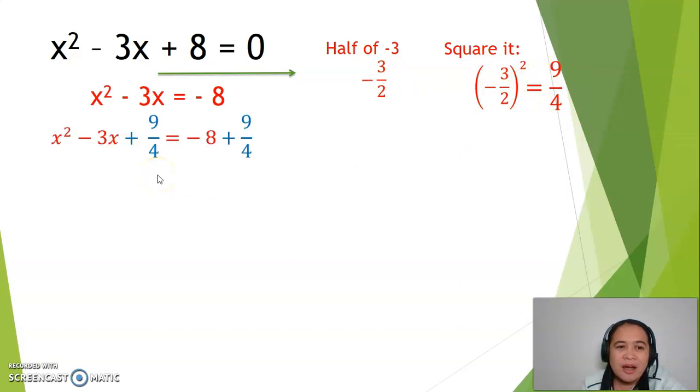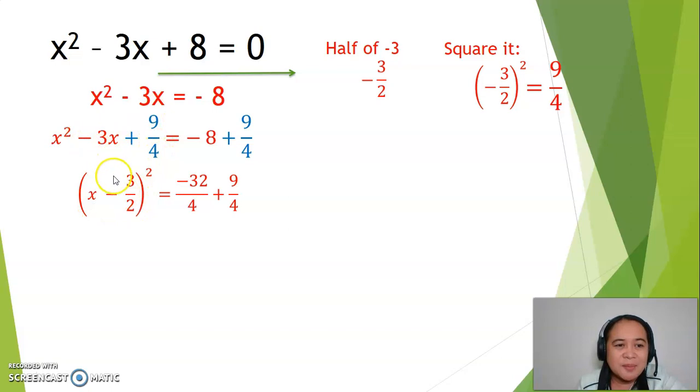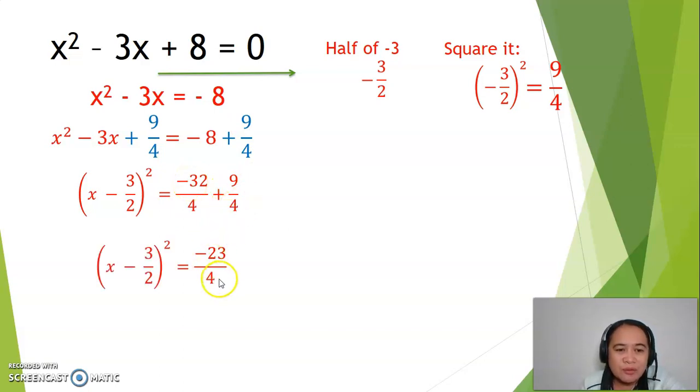So therefore, add 9 over 4 to both sides. Next step, rewrite this to binomial term. You will get square root of x squared is x, square root of 9/4 is 3/2. Sign of the second term is negative. Now in this case, 4 times negative 8 is negative 32. This is over 1. 1 times 9, you will get 9. Then it's over 4. In this case, combine negative 32 and 9, so you will get negative 23 over 4.